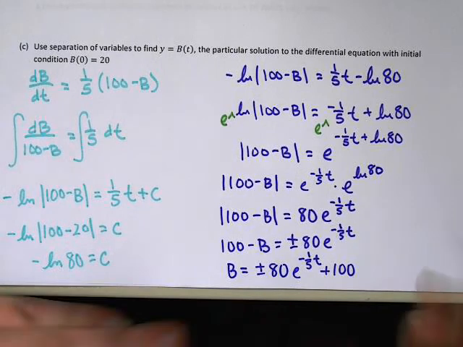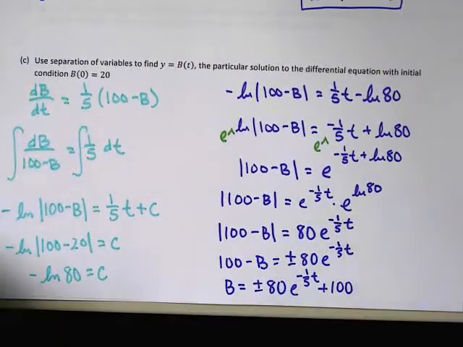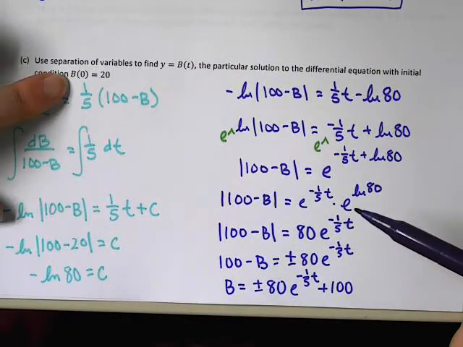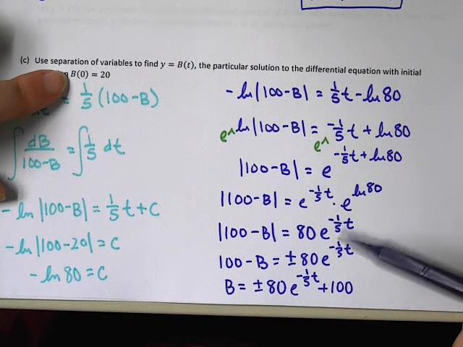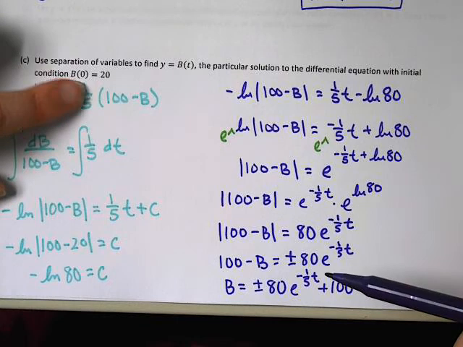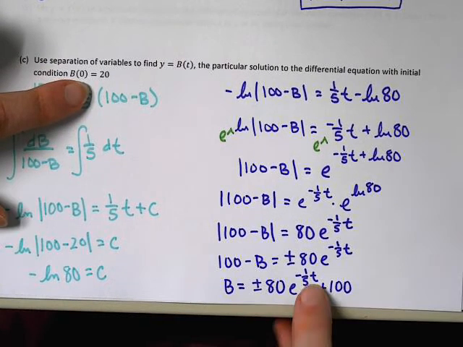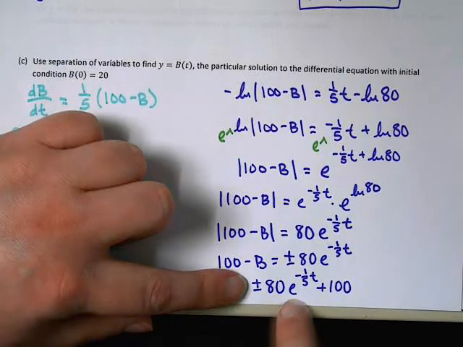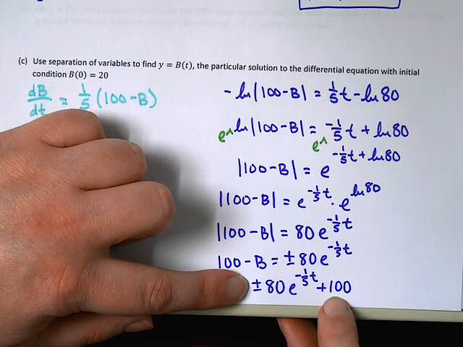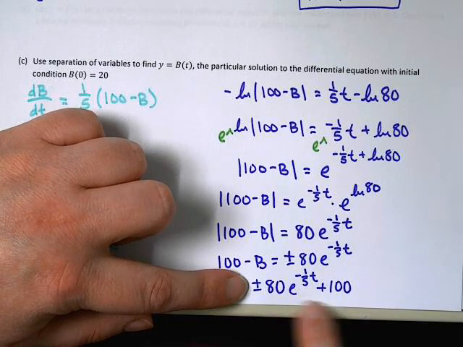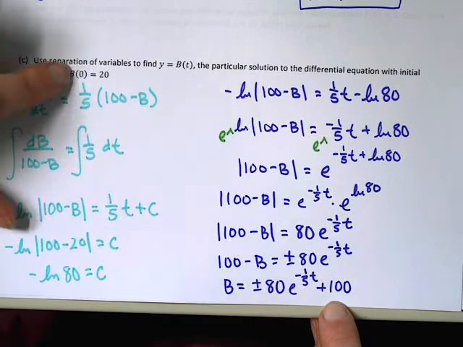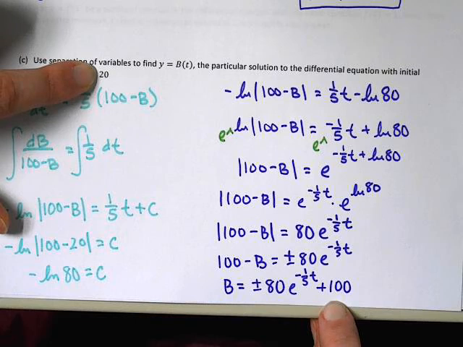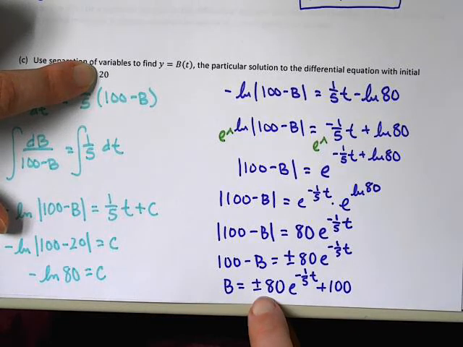All right, but now we have to consider our initial condition. Our initial condition was that when t is 0, b has to be 20. So if we substitute a 0 in for t, we would have e to the 0, which is essentially 1, right? So we're either going to have positive 80 plus 100, or negative 80 plus 100. Since we want our b value to be 20, we know that we want that 80 to be negative.